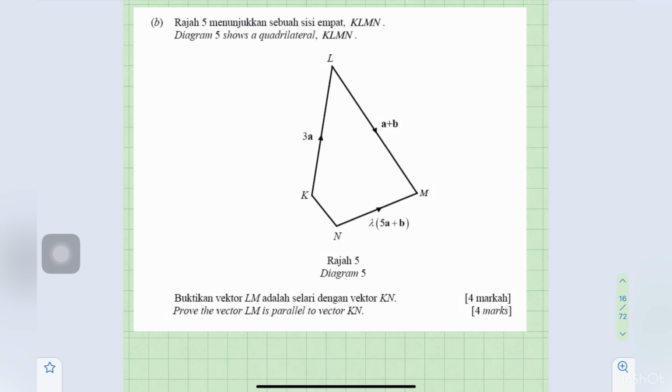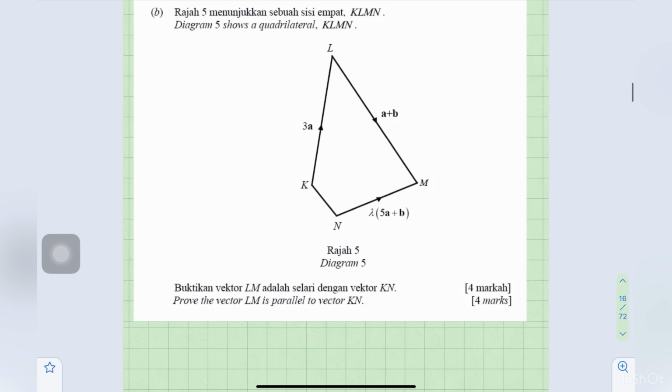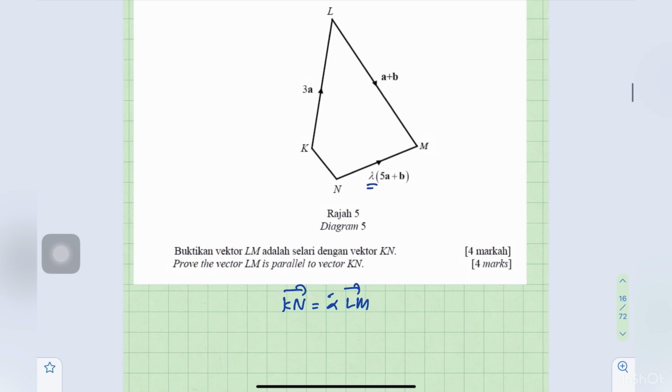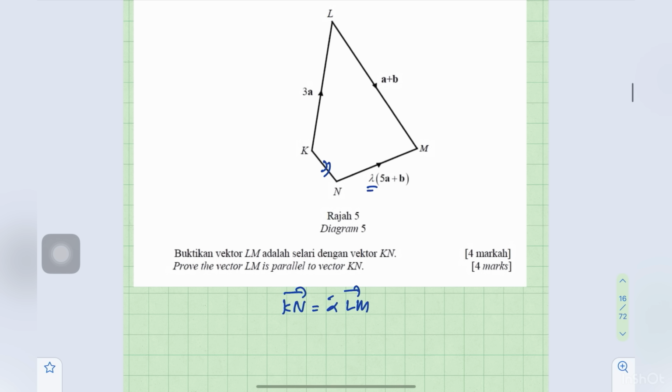Question 9B. Diagram 5 shows a quadrilateral KLMN. Prove the vector LM is parallel to vector KN. Okay, so to prove two vectors are parallel, we need to put a constant between the two vectors. So KN equals, let's say, alpha LM. We can put any constant there, except we cannot use lambda. So then by using the polygon law, KN is KL plus LM plus MN equals alpha LM.